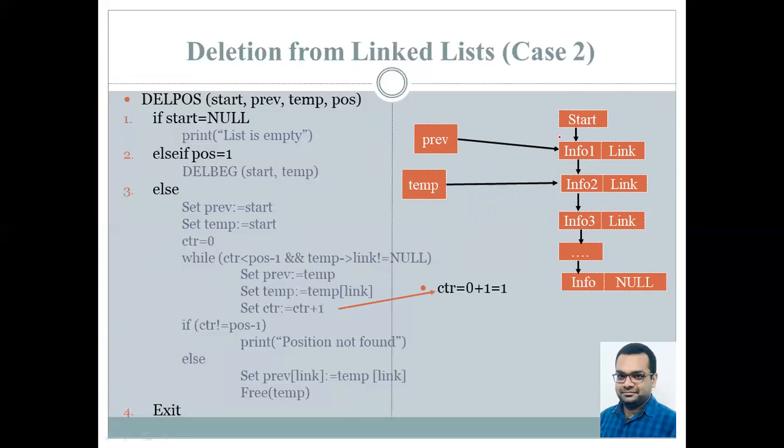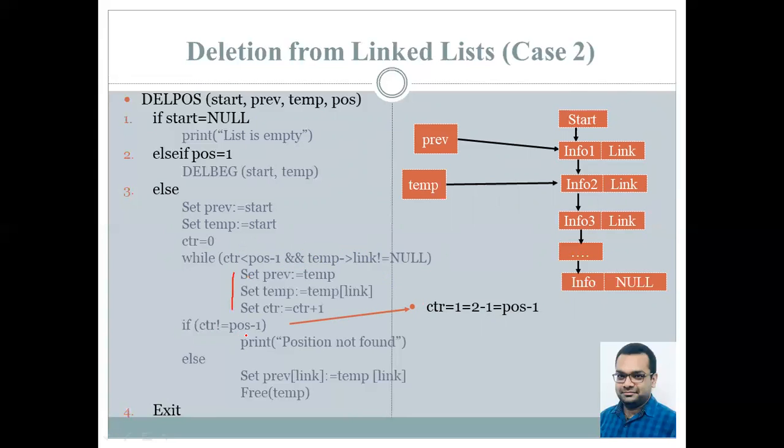The value of counter is incremented and made as 0 plus 1, that is 1. Now again in the second iteration, this check is performed. The counter's value is 1, and is it equal to position - 1? It is 1, even though temp's link is not equal to null. However, there is a logical AND existing between these two conditions. This is condition 1 and this is condition 2. So if any of the two conditions is false, the result is false, and therefore the program exits out of the loop. So these statements are effectively not executed.